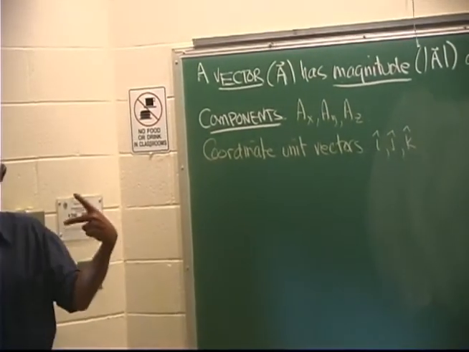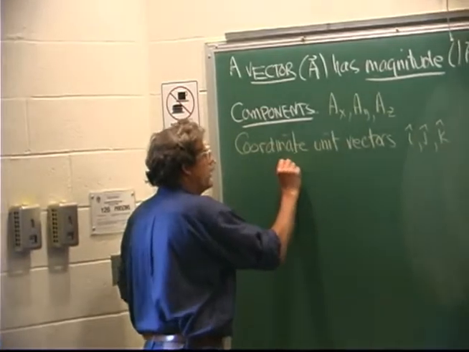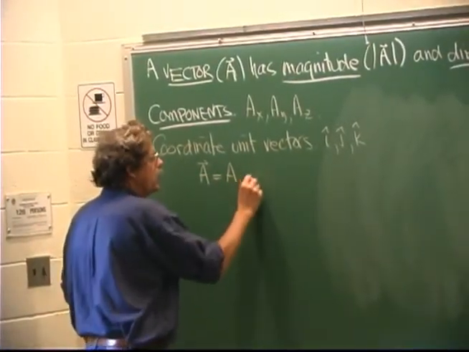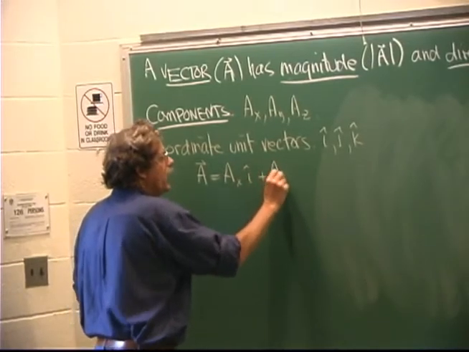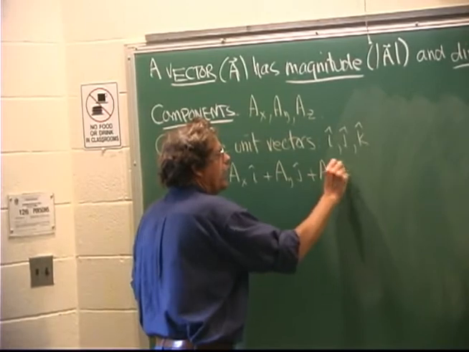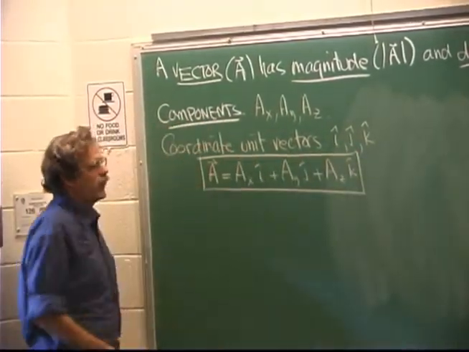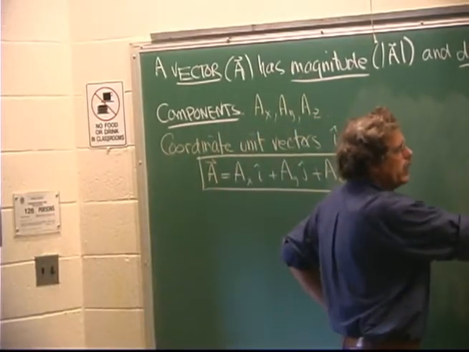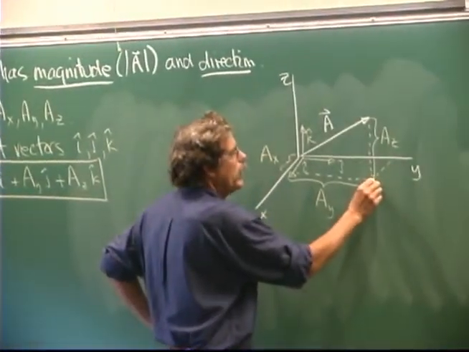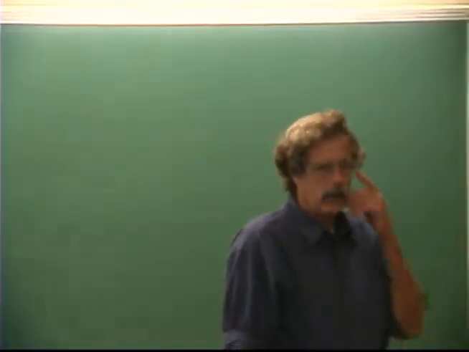And in terms of those three coordinate unit vectors, we can express the vector A as the x component times i hat, plus the y component times j hat, plus the z component times k hat. There's the cleanest notation for a vector. What that says is go in the x direction an amount a sub x, then in the y direction an amount a sub y, and then up in the z direction an amount a sub z, and you will arrive at the head of the vector.